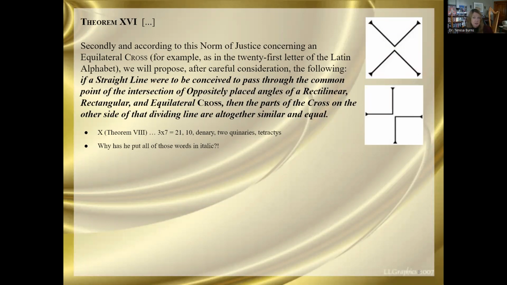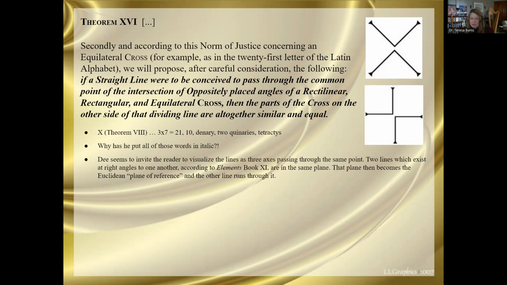Now, what he is doing, by the way, is just restating a proof that is in Euclid. But do you see what he is doing? He's inviting you to visualize the lines as 3 axes. You have a cross, and he wants you to have another line that comes in. Well, when you do that, you explicitly, rather than implicitly, like back in Theorem 8, you explicitly get 3 axes passing through the same point.